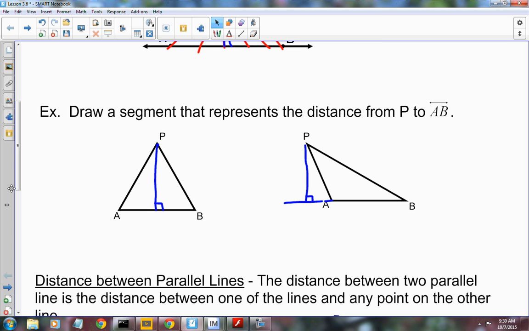What if they asked me to do B to PA? What am I going to have to do? Don't I do the same thing? Am I going to have to extend it? Because this segment right here is not perpendicular to PA, is it? No. It creates an obtuse angle. So if I took PA and extended it, then I could draw and create a perpendicular. But you have to start at point B and then draw a perpendicular to PA. Those segments represent the distance from the point to the line.